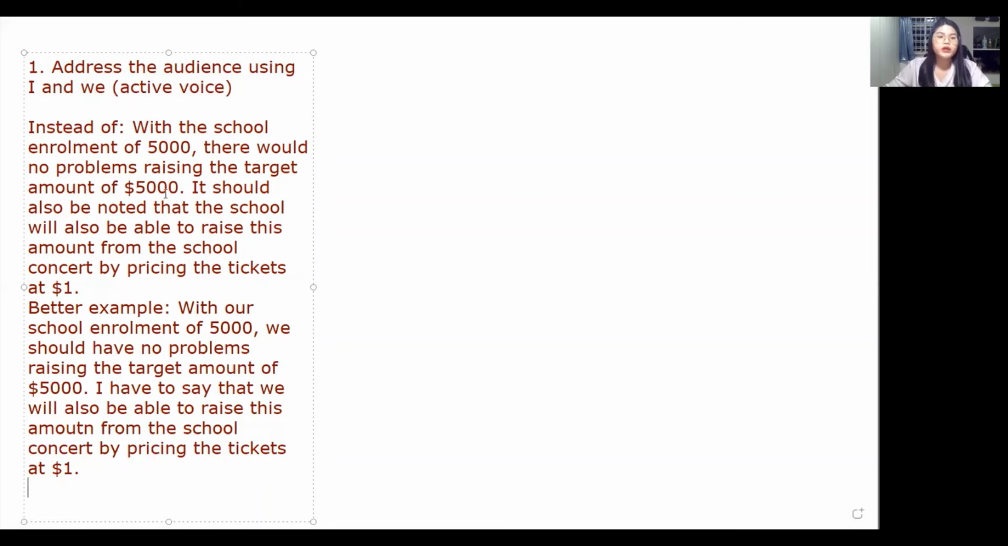So if you compare these two sentences, it's evident that the first one is a very detached way of putting the point across. Whereas for the second one, using our, we, we use all these terms that connect directly to the audience, that will be a more engaging speech.